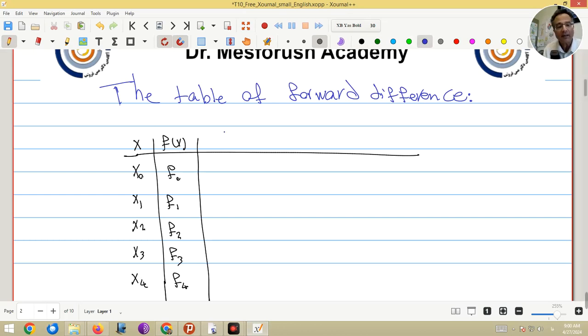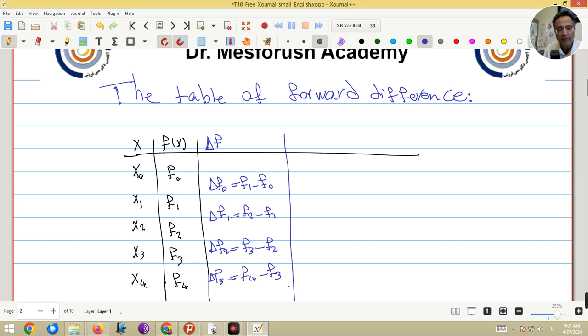So now I can construct delta f. I compute f1 minus f0 and I call it delta f0. From these two I get delta f1, and this will be f2 minus f1. From these two I get delta f2, and this will be f3 minus f2, and also delta f3 will be f4 minus f3. This is the forward difference of order 1.